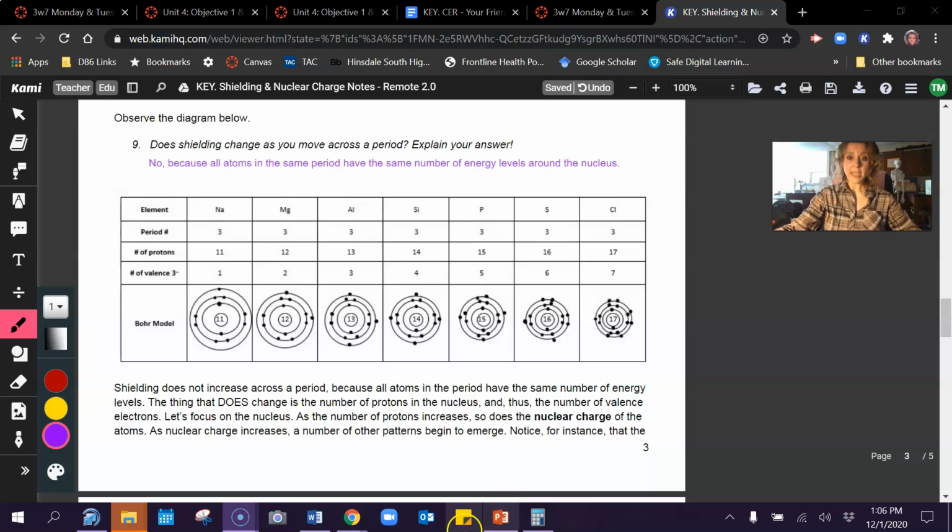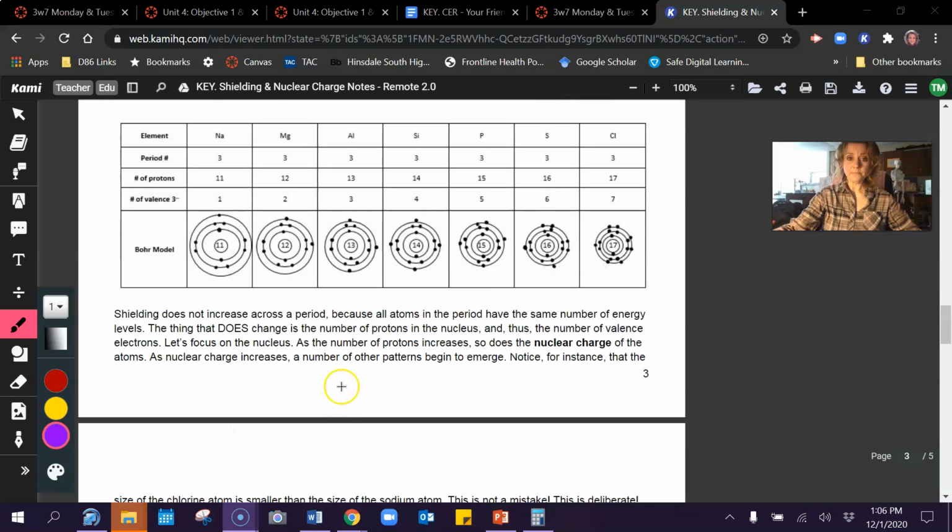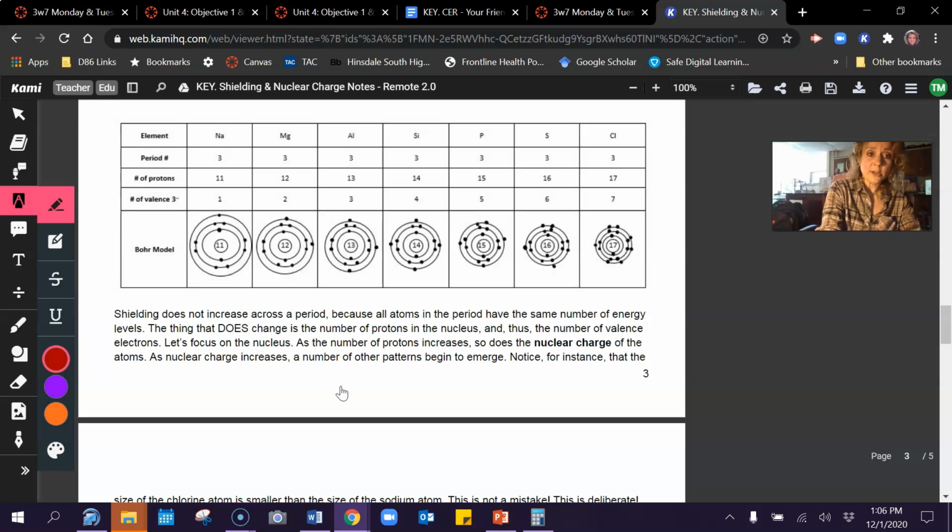So let's take a look at the paragraph that we have at the bottom. We're talking about shielding. It does not increase across a period, and the reason why is because all atoms in the same period have the same number of energy levels. One thing that is changing, however, and that's what I have here in this sentence, is the number of protons in the nucleus and the number of valence electrons.